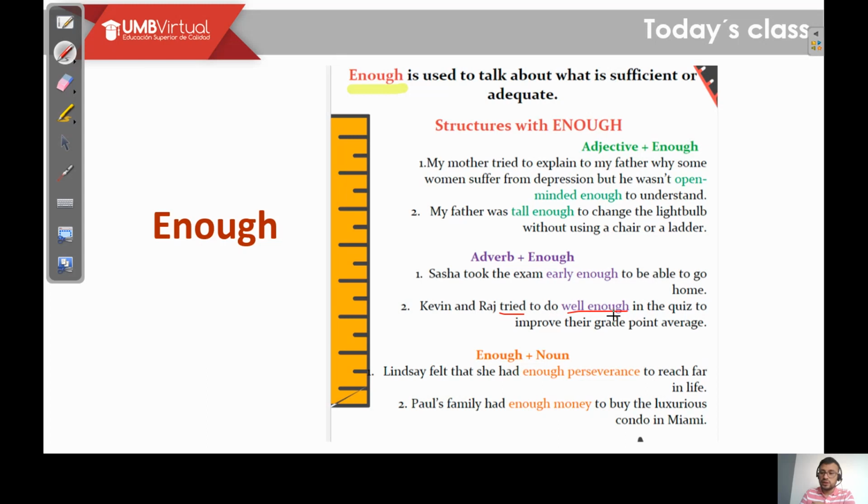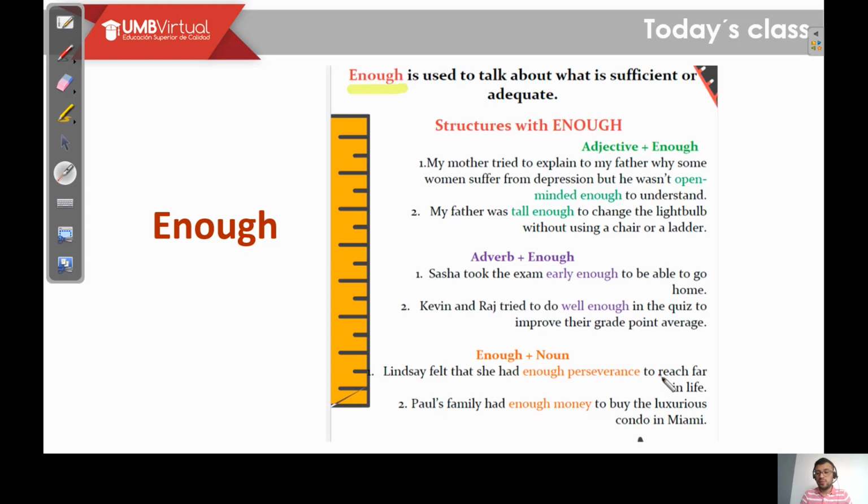Kevin and Rush tried to do well enough in the quiz to improve their grade point average. We have this other enough plus noun. In this case, we are going to have something related to a noun. But remember that nouns are not always related to people or to countries. It could be something different.